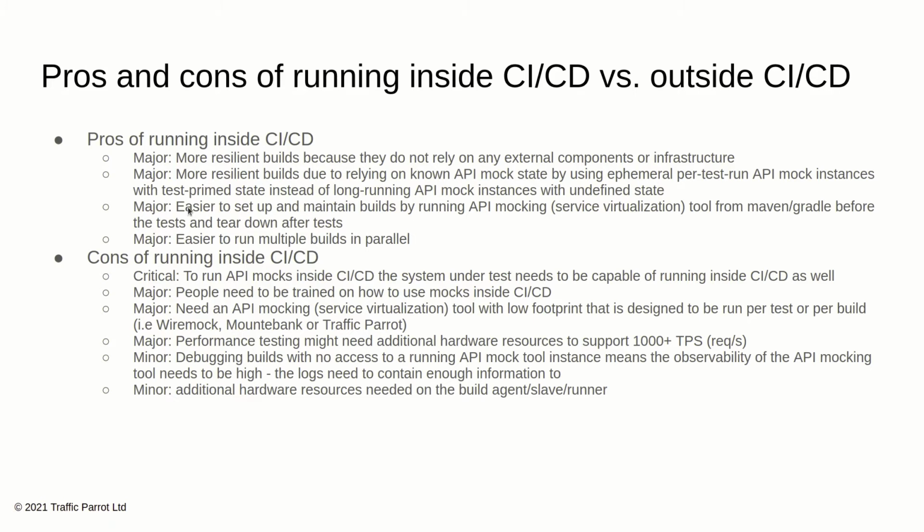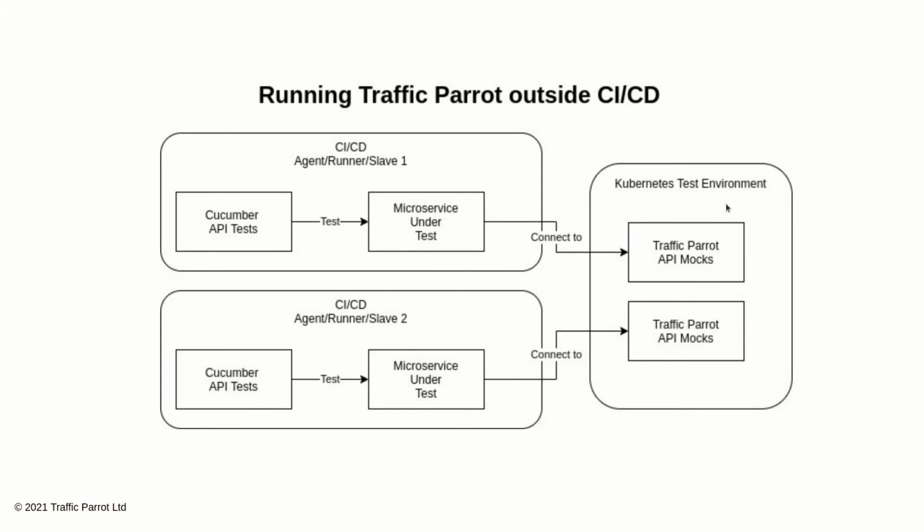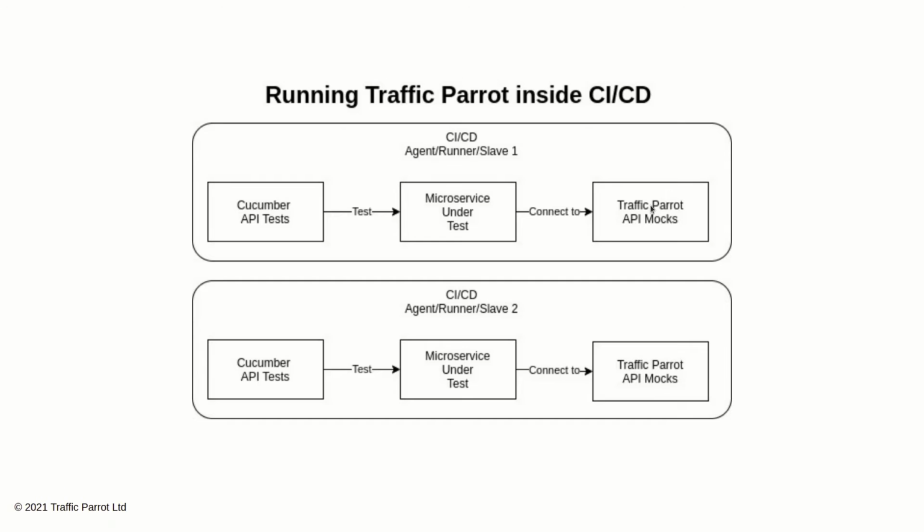Then it's easier to set up and maintain those builds by running that API mocking or service virtualization tool from tools like Maven, Gradle before the test and tearing it down after the test. So in here, you just use whatever you use to start up those tests. You can use that same tool to start up your API mocks. Okay? Whereas in here, you suddenly need to configure Kubernetes, deploy it somewhere, manage that deployment infrastructure, service definitions, etc. So basically, there's less work here. Okay?